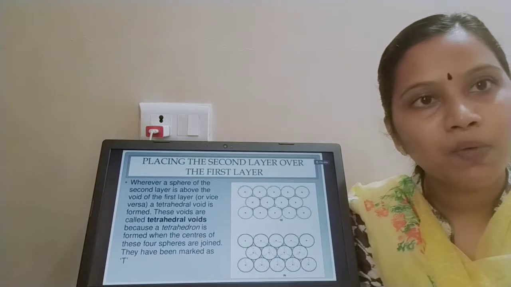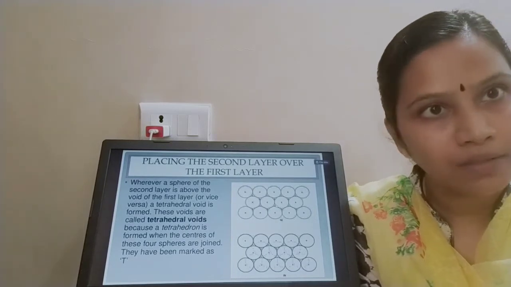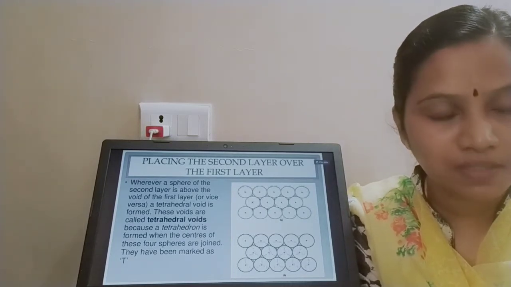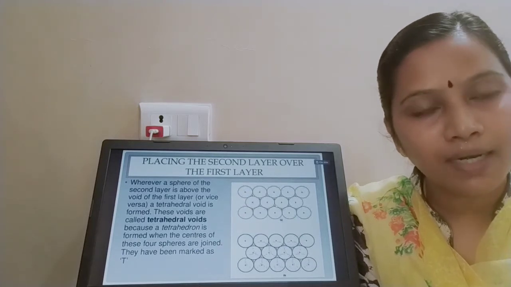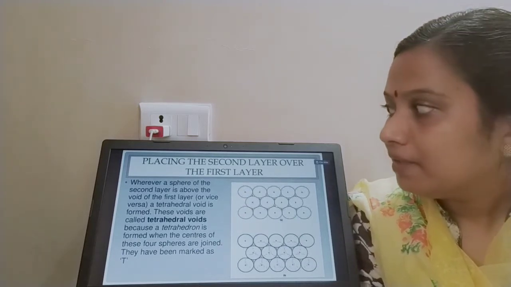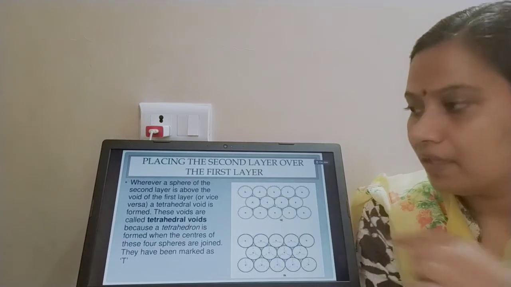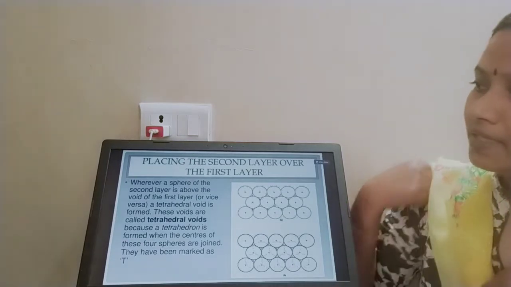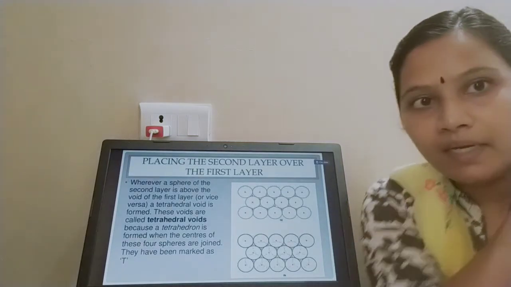You have to remember only this: packing in one dimension, clear. Packing in two dimensions, we have seen a square close packed structure and a hexagonal close packed structure. Then in 3 dimensions, we have seen tetragonal voids. Yes, no, children? Packing the second layer over the first layer, I have obtained tetragonal voids.